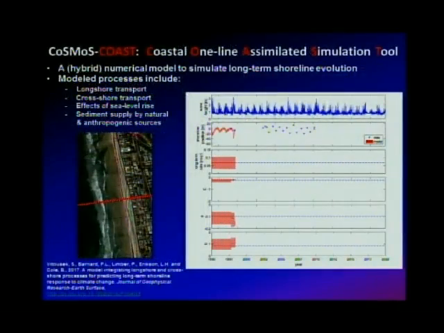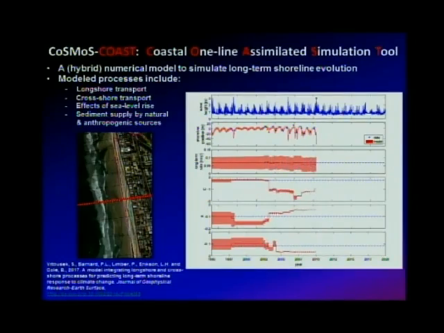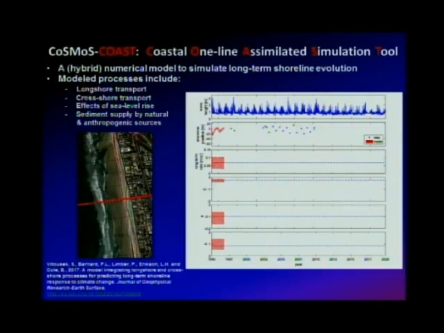So we developed a shoreline projection model, and I won't go into this in too much detail, but it's called CoSMoS-COAST. What's unique about it is that it looks at all the different processes that affect coastal change now and in the future: how sand moves along shore, how it moves across shore, the direct effects of sea level rise, and also sediment supply. And one of the most powerful aspects of the model is that it's completely data-driven.